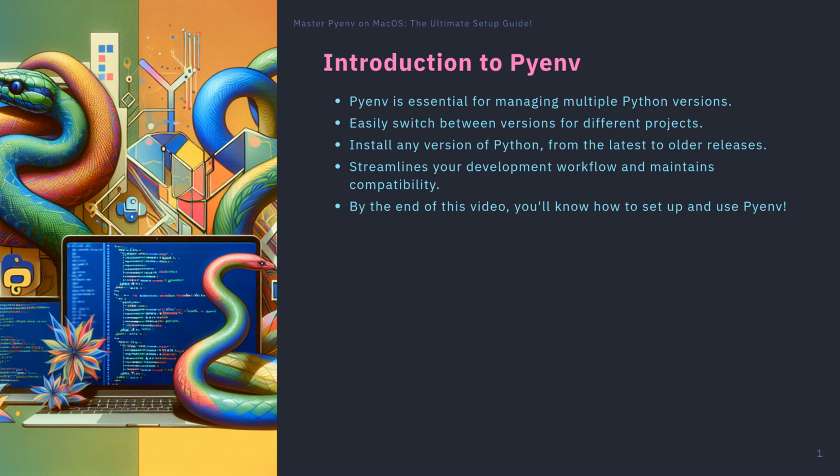If you're a Python developer, you know how crucial it is to manage different Python versions effectively. Pyenv is a powerful tool that allows you to easily switch between multiple versions of Python on your macOS. This is especially beneficial if you're working on various projects that require different Python environments. With Pyenv, you can install any version of Python, whether it's the latest release or an older version that your project depends on. It simplifies the management process, allowing you to focus more on coding and less on setup.